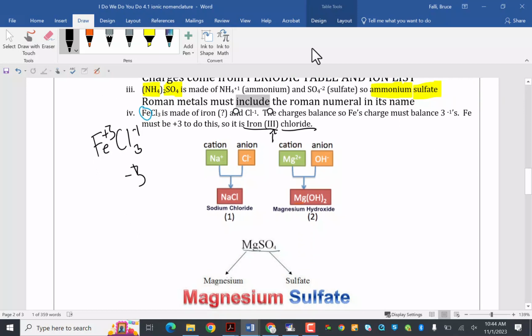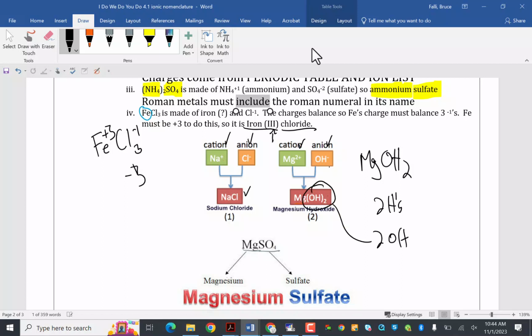Just a little picture for it. Positive ion combines and cancels. Positive ion, negative ion. Oops, I need 2 of them. Notice how if I did MgOH2, do you see how this would be 2 H's? But when I have this, it is 2 hydroxides, 2 OH's. Okay.